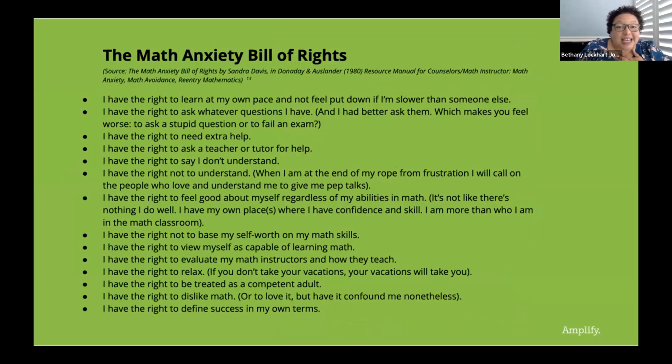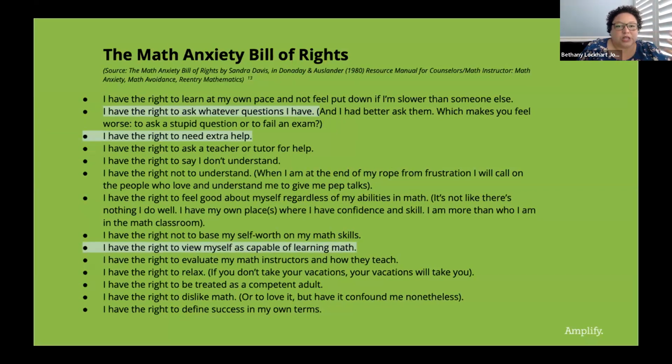I love this. I didn't know about this. I found this when I began researching math anxiety. And I love this math anxiety Bill of Rights, and a few that really resonated with me. The right to ask questions, the right to need extra help, the right to view myself as capable of learning math. Those are things that I still tell myself and that I have to remind myself.